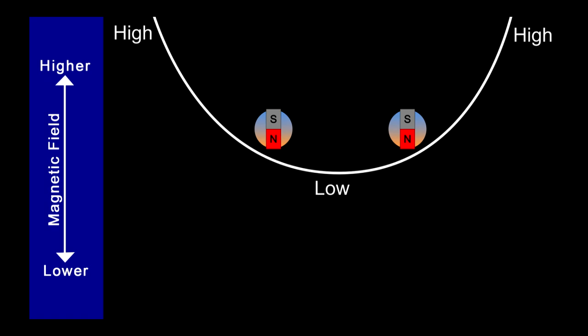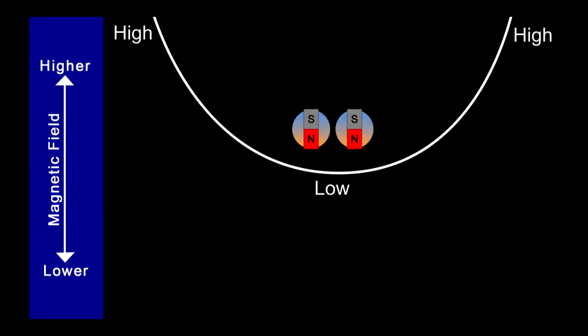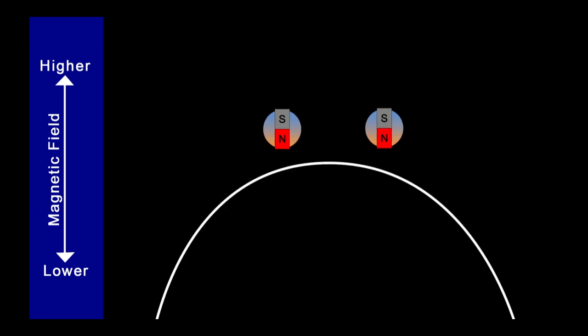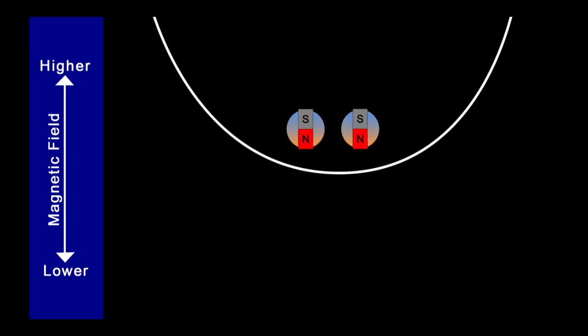Now, they are both pointing down. South is on the top. So what do they want to do? They want to go to the point of low field. They both want to go to the point of low field. So what's going to happen in this scenario is they're going to move that way. Okay. Now what happens if I flip the bowl? Well, now low field is that way. So now they want to go the opposite way. Okay. So what about if I flip it again and I just keep flipping it? Well, now I'll excite a motion that's like this.